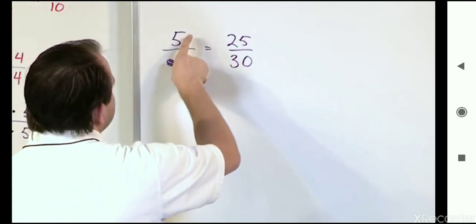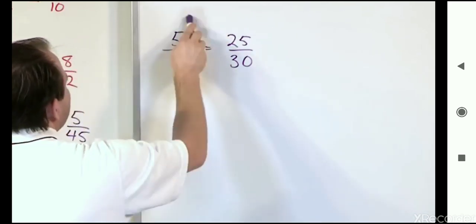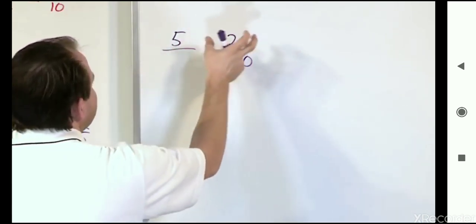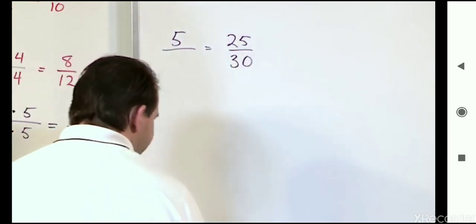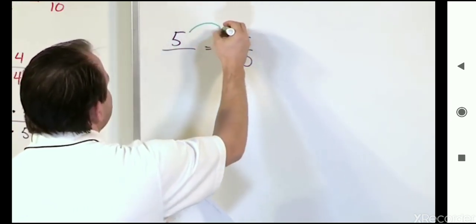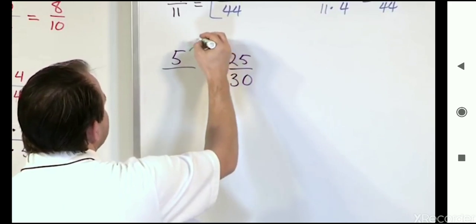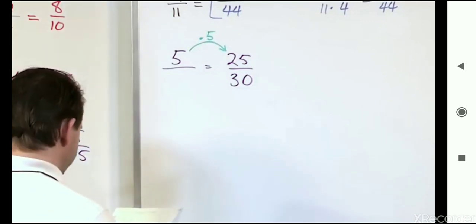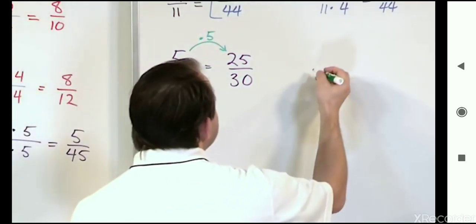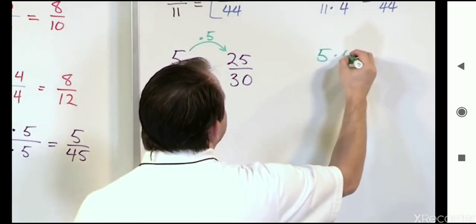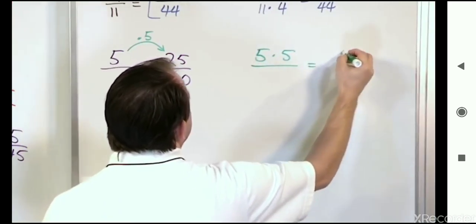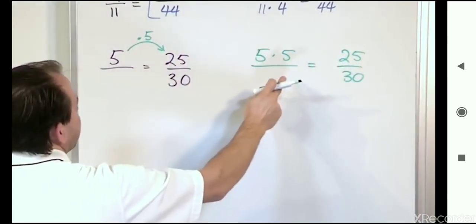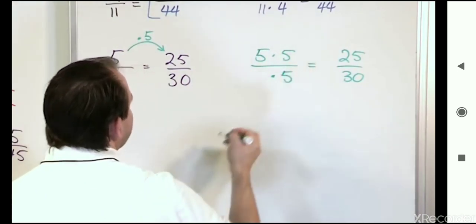We know that these two are equal. So whatever this fraction is, I need to be able to multiply it by something to give me this one over here. I see that I have a 5 and a 25 here, and the only way by multiplication that I can get there is to multiply by 5, because 5 times 5 gives me 25. So what we're really writing down here is 5 times 5 is 25 over 30. So if I'm multiplying by 5, then I'm going to multiply by 5 on the bottom.